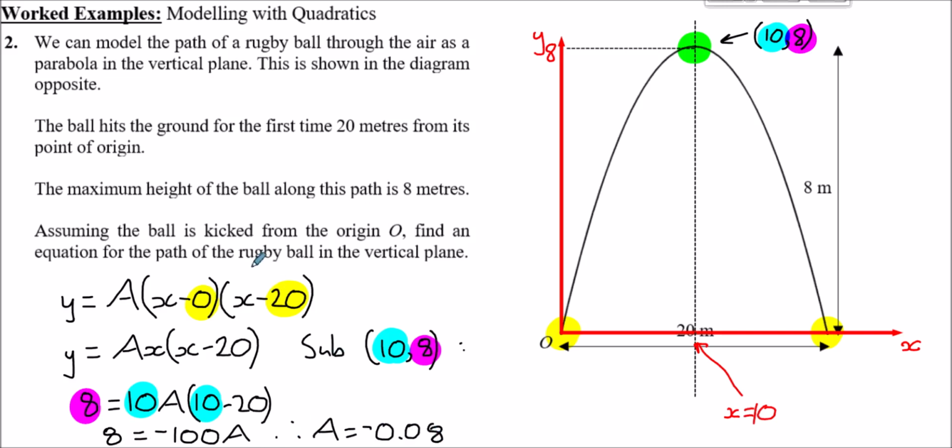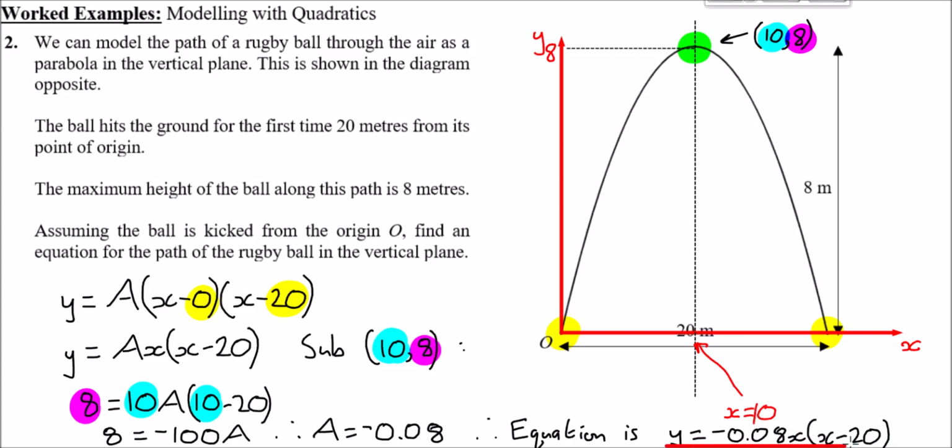Okay, so the equation of the ball, we just substitute in now that a is minus 0.08. So an equation is y equals minus 0.08x brackets x minus 20. And so that is the equation for this rugby ball.